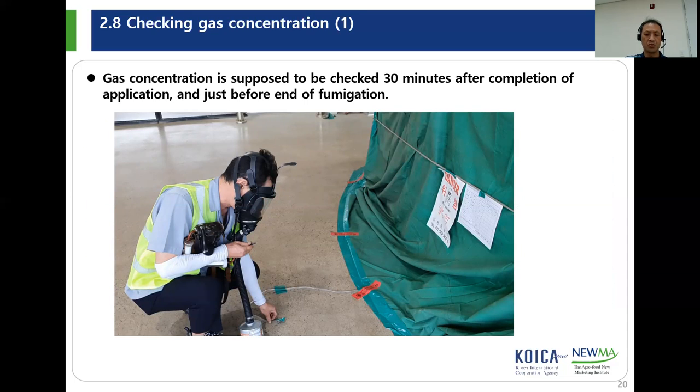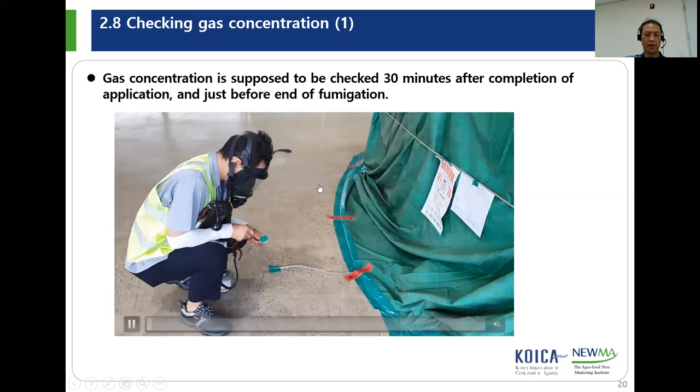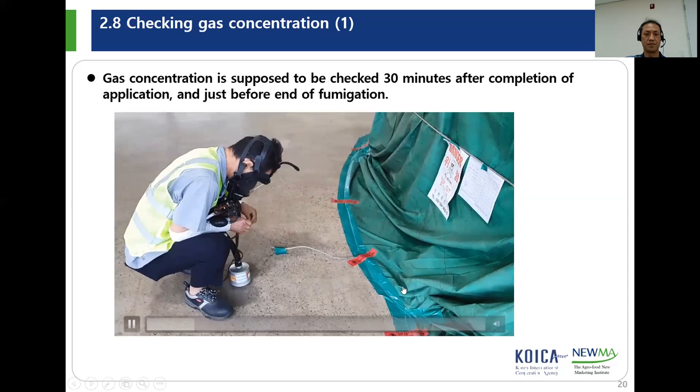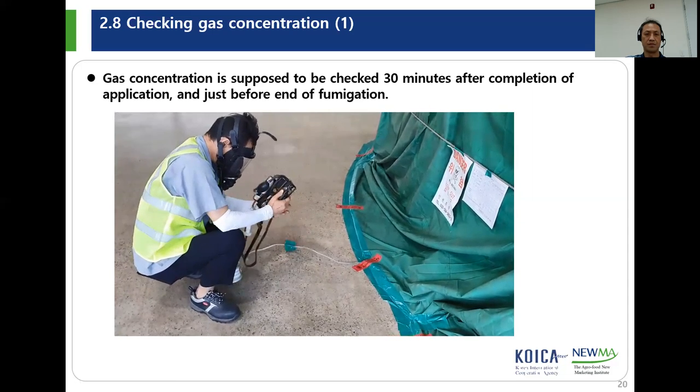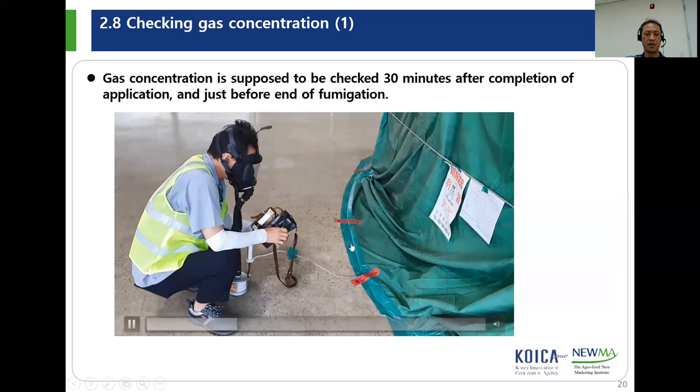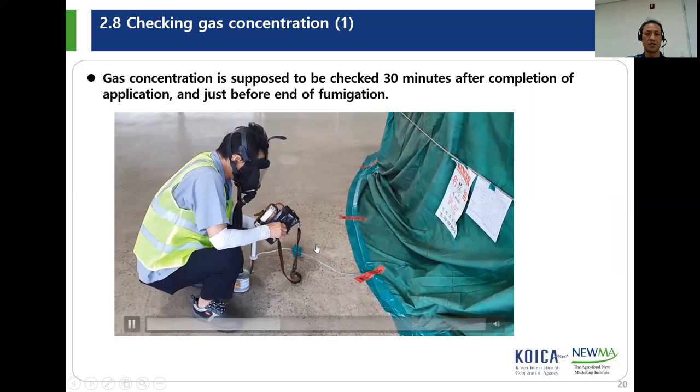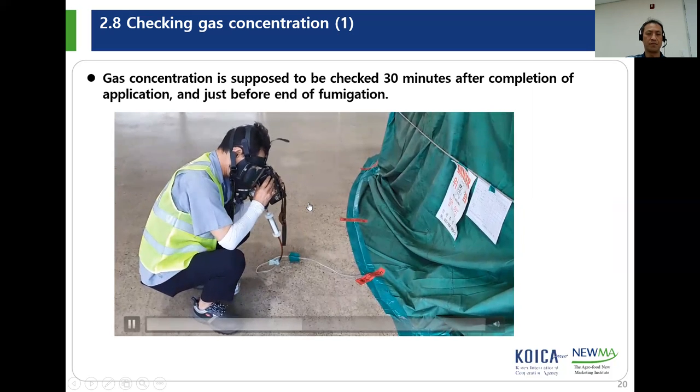The concentration is supposed to be checked 30 minutes after completion of methyl bromide injection and just before the end of fumigation to determine whether the concentration meets the protocol of AFCA. This detector in the video clip is an analog type, but it is quite difficult to read the concentration. He's observing the air in the tarpaulin to check gas concentration through that analog type detector.